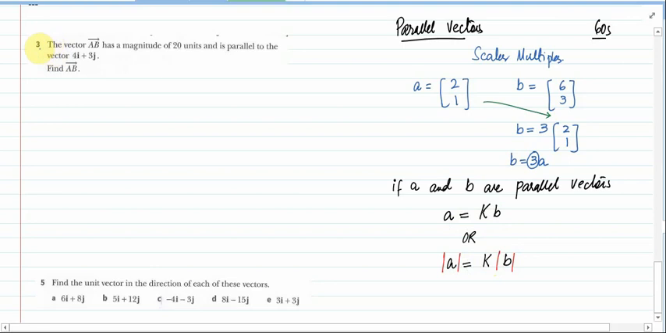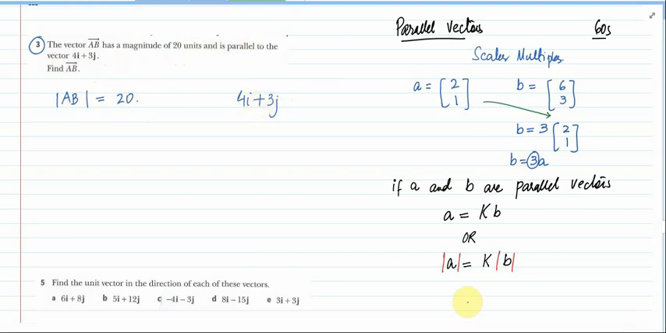Alright. After that, it's question number 3 from the same exercise from your new book. The vector AB has a magnitude of 20 units and is parallel to the vector 4i plus 3j. Find AB. So you have a vector AB whose magnitude is 20 units, and the vector is parallel to 4i plus 3j. We need to find out the vector AB here.